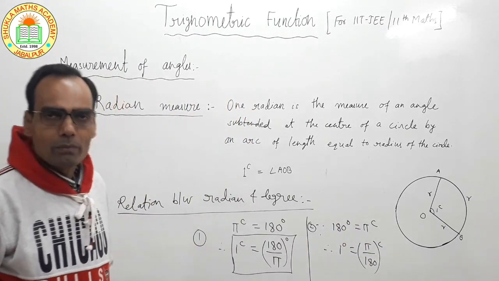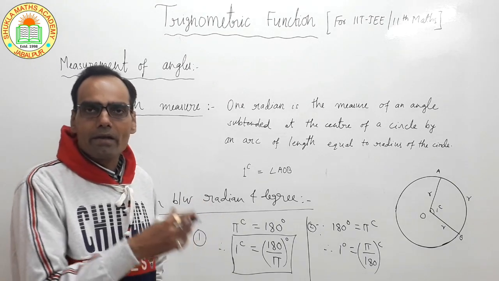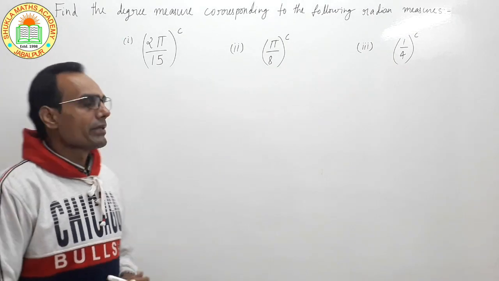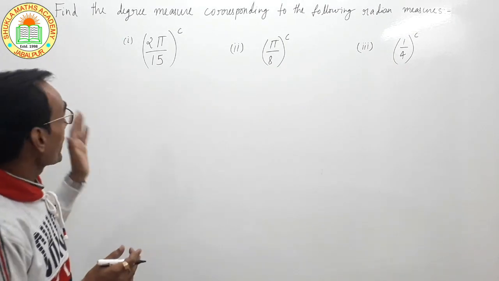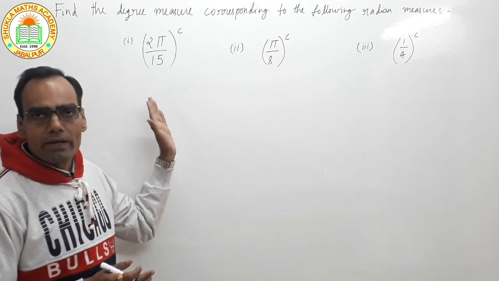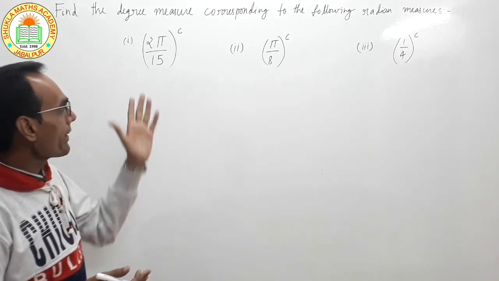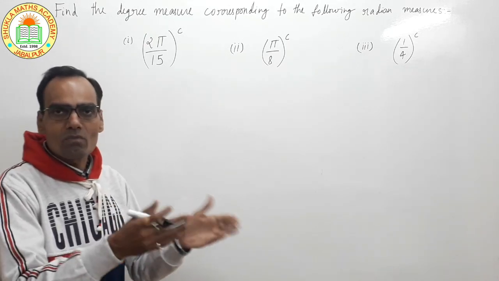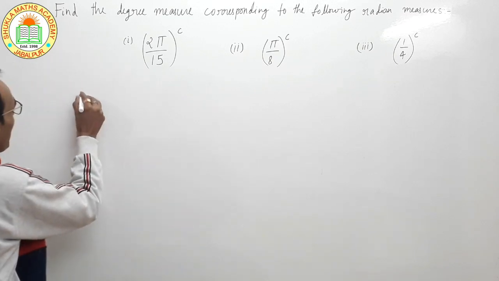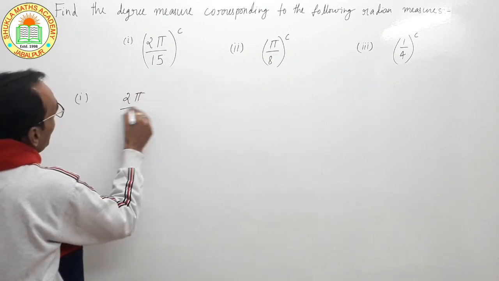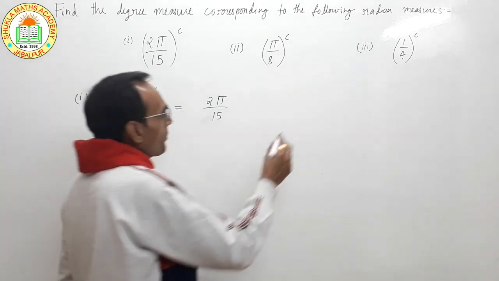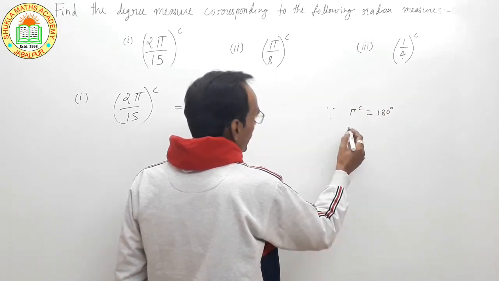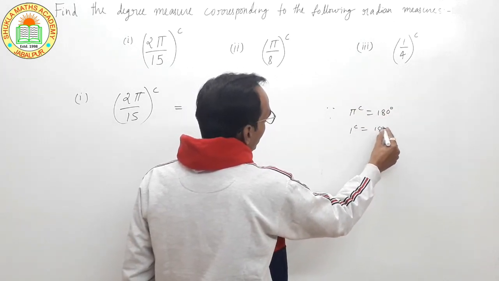I am taking some examples based on the conversion of degree to radian and radian to degree. I am taking 3 problems based on the conversion from radian to degree measure. We are given angles in radian and we have to convert these radians into degrees. So now we start. First one is 2 pi by 15 radian. Because pi radian equals 180 degrees, 1 radian equals 180 by pi.